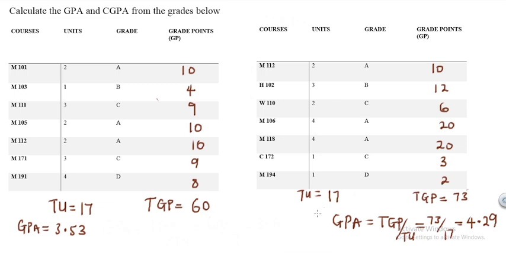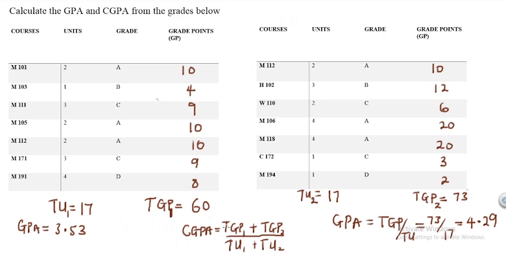So now, how do you calculate your CGPA? To calculate your CGPA, you add up all the total grade points. Let's call this total grade points for semester 1, I'll call this TGP1 and this TGP2. So you add up all the total grade points: total grade points of semester 1 plus total grade points of semester 2. If there are other semesters, you do it for all of them. Divided by the total units of semester 1 plus total units of semester 2.